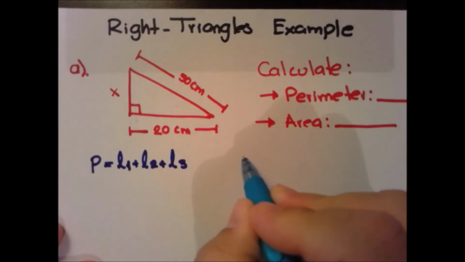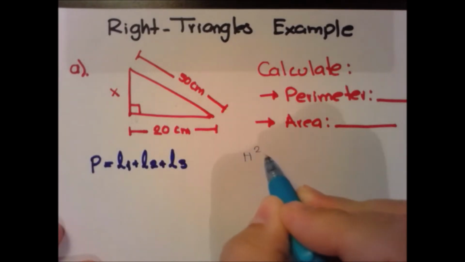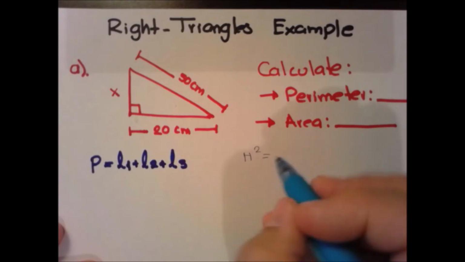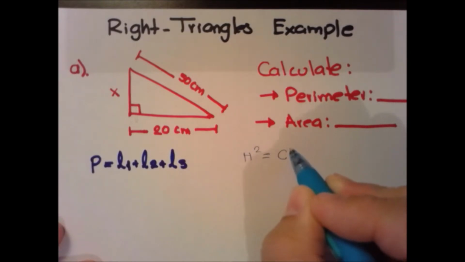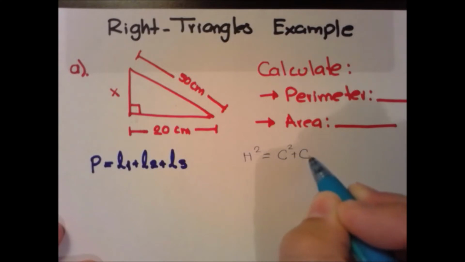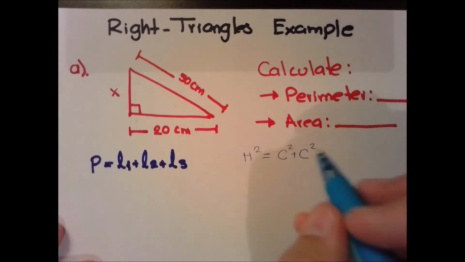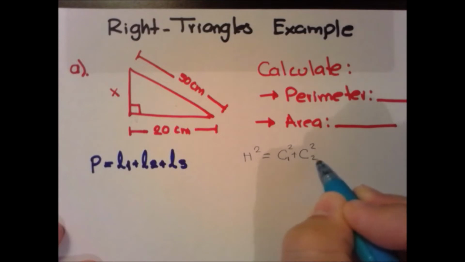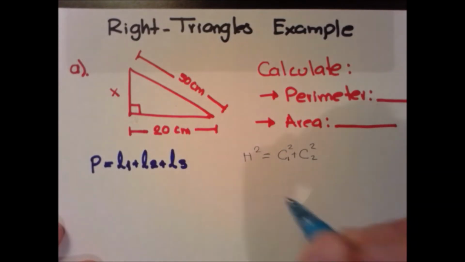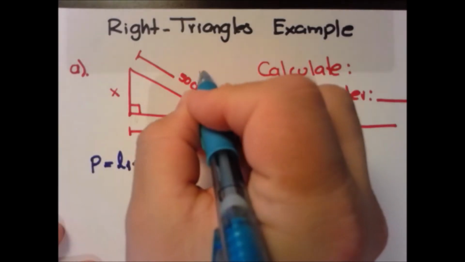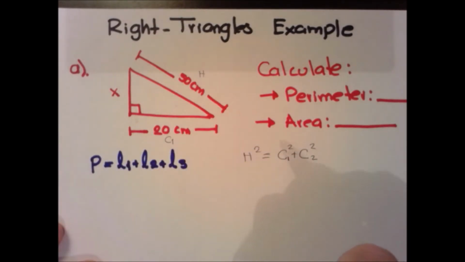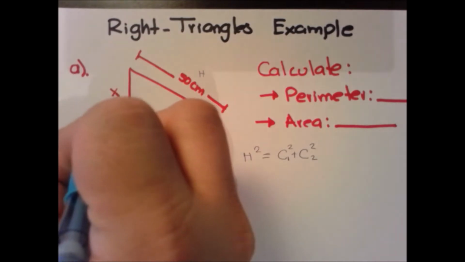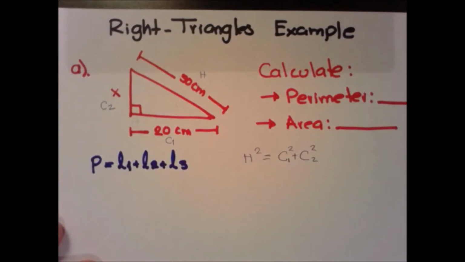The Pythagoras theorem says that the square of the hypotenuse is going to be the same as the square of the one cathetus plus the square of the second cathetus. I'm just going to label 1 and 2 just to make a difference. In that case, this is going to be the hypotenuse, this is going to be cathetus number 1, and this is going to be cathetus number 2. Okay, it doesn't matter if this is 1 and 2.